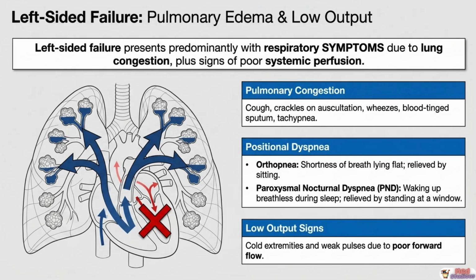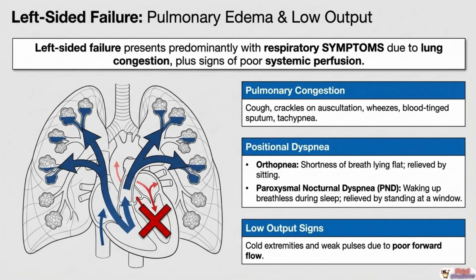air spaces. On auscultation, this produces fine bibasal crackles, the hallmark of pulmonary edema, along with wheeze, cough, and frothy blood-tinged sputum in severe cases. Tachypnea develops as a compensatory respiratory response. The positional dyspnea syndromes are particularly diagnostically important. Orthopnea is dyspnea that worsens in the supine position and is relieved by sitting upright.